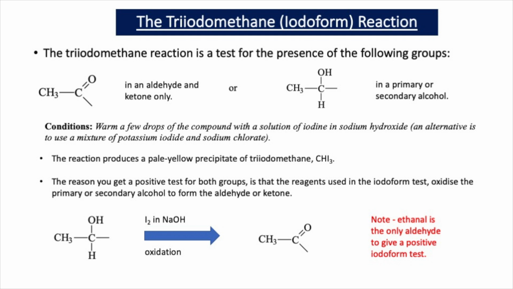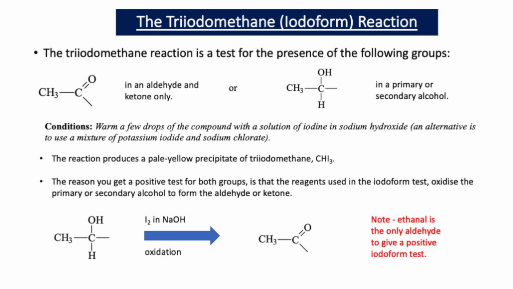So the triiodomethane reaction, the iodoform reaction, is a test for a CH3 bonded to a COH in a primary or secondary alcohol, and a test for a CH3 C double bond O in an aldehyde and ketone only. And I have to stress that only. It doesn't work for an acid chloride, it doesn't work for a carboxylic acid. It's a test for a CH3 bonded to a C double bond O in an aldehyde and ketone only.